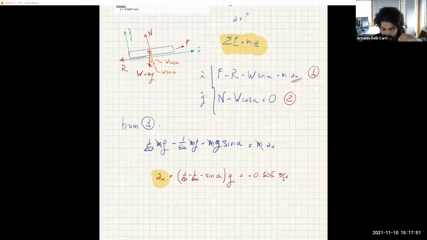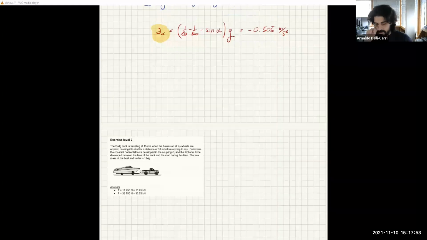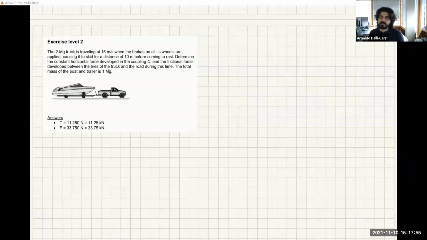All right, so let's do exercise level 2. Now, this is a bit more involved because you have two bodies that are connected to each other. So we have a 2 megagram truck. So that means that the mass of the truck, let's call this MT, is 2000 kilograms. It's traveling at a speed of 15 meters per second.